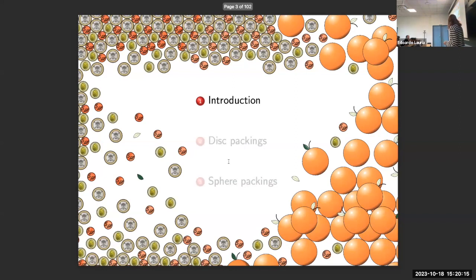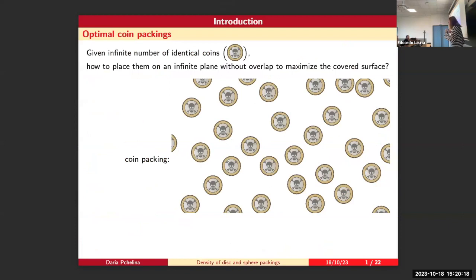All right, let's start. Imagine you are given an infinite number of identical copies of a coin, like this one. How would you put them on an infinite table without overlap in a way to maximize the covered surface? The configurations of coins posed on the table without overlap are called packings. Here is an example of a packing. And you see that here the covered surface is not really large. We might make it more compact, like this.